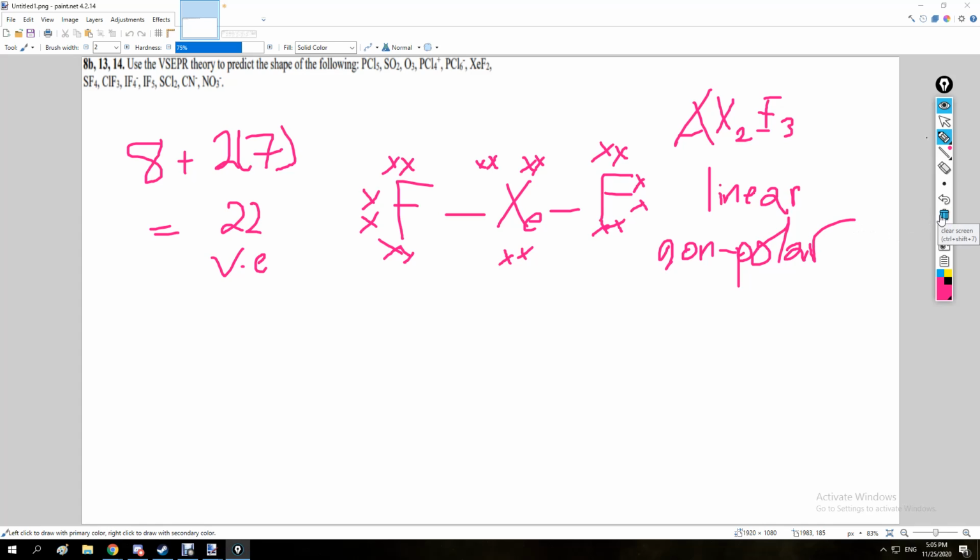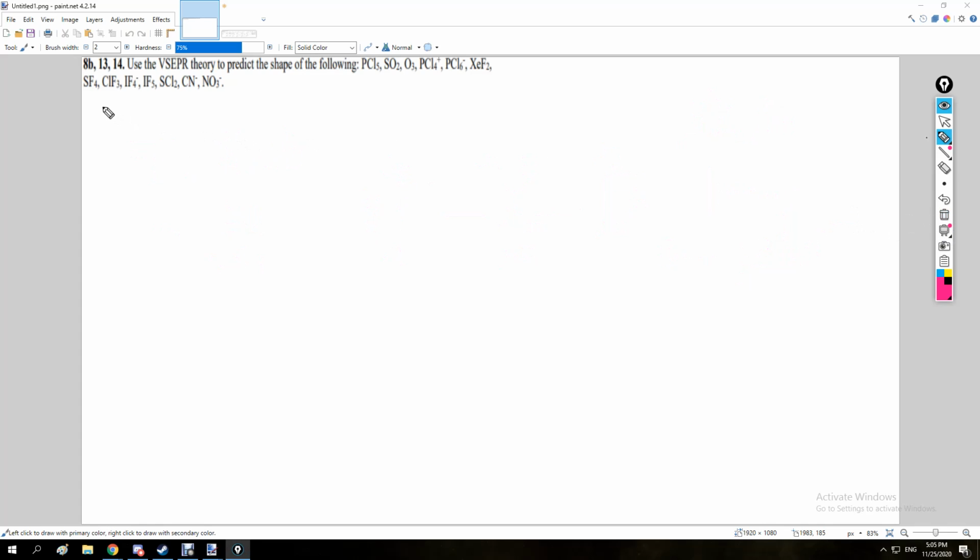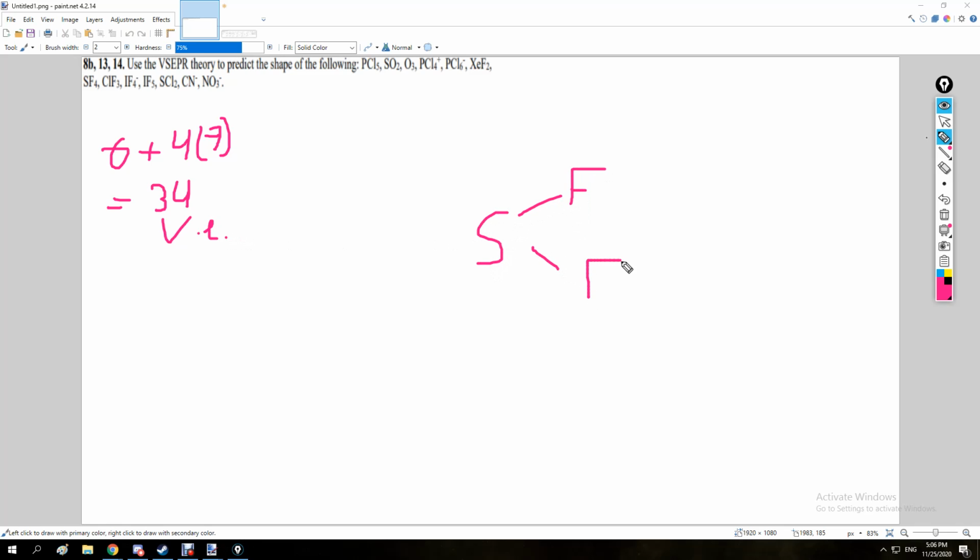Alright, next up, SF4. Again, this is one of the molecules you should know automatically the shape of. It is seesaw shaped, but I'm going to show you how to do it. So 6 plus 4 times 7, 28 plus 6, so 34 valence electrons. So we'll draw S as the central atom connected to the 4 Fs by single bonds. Fill the octet of the fluorines.